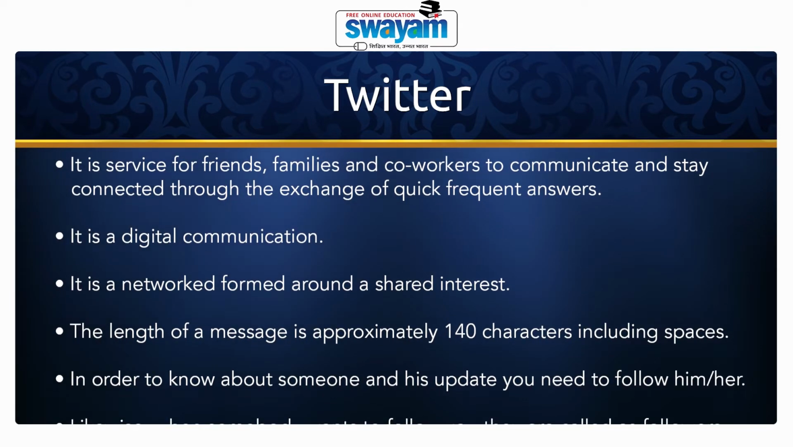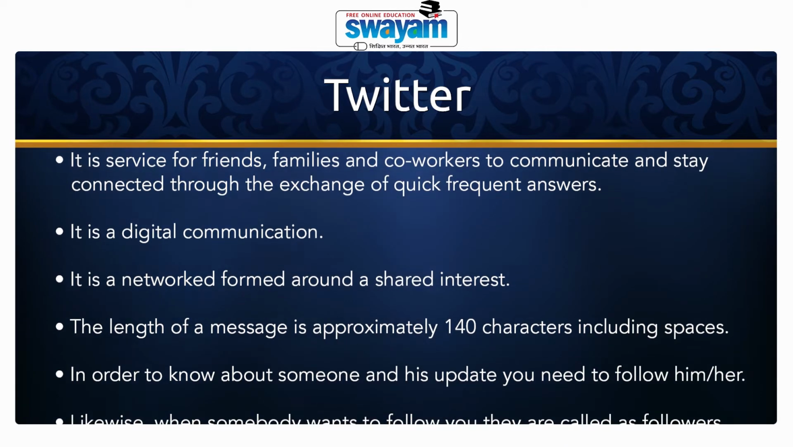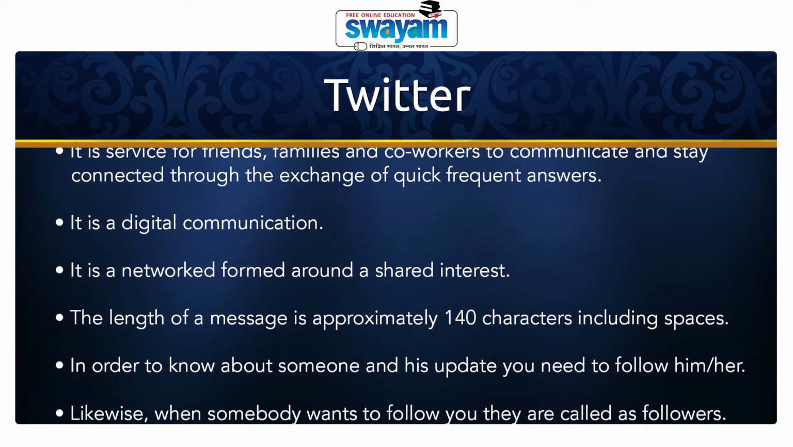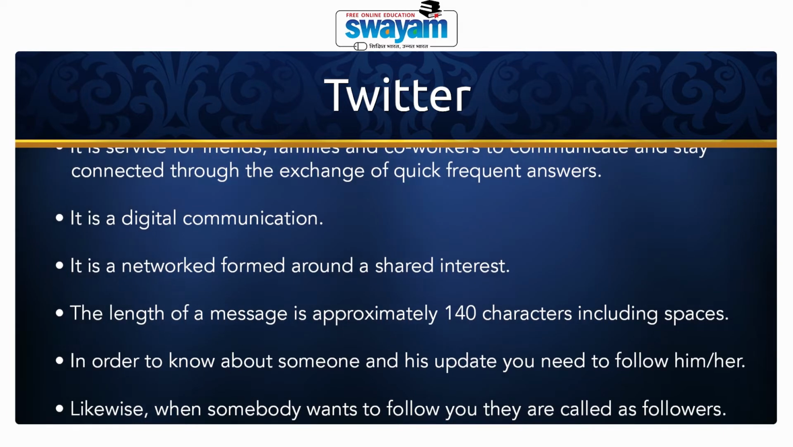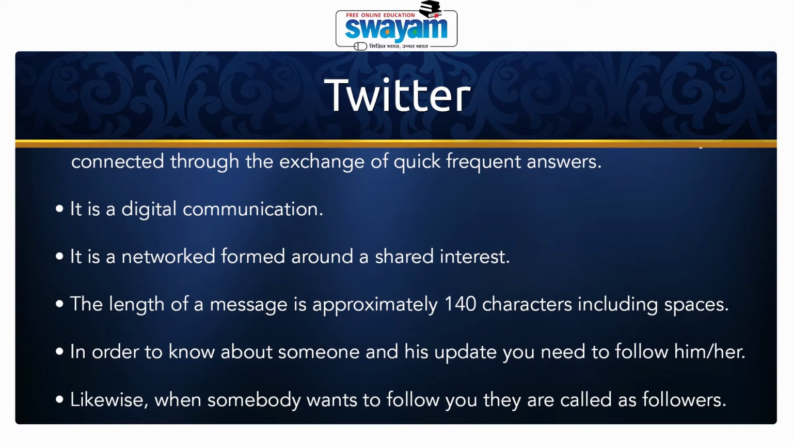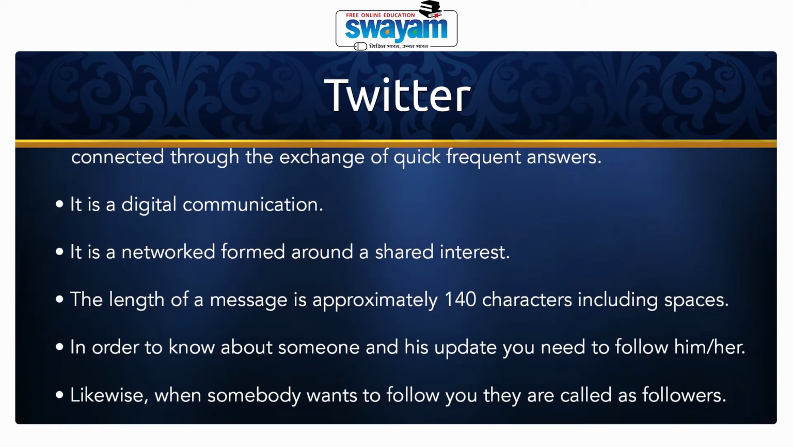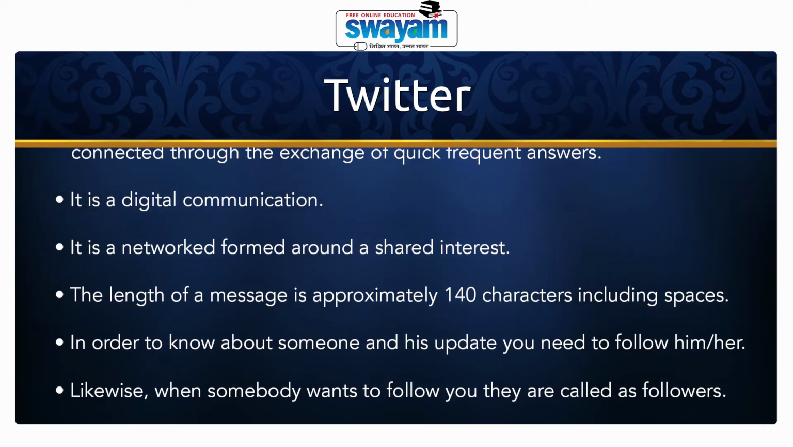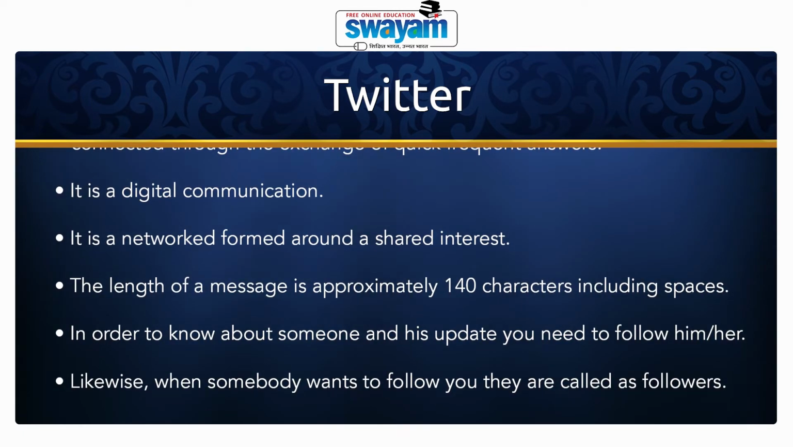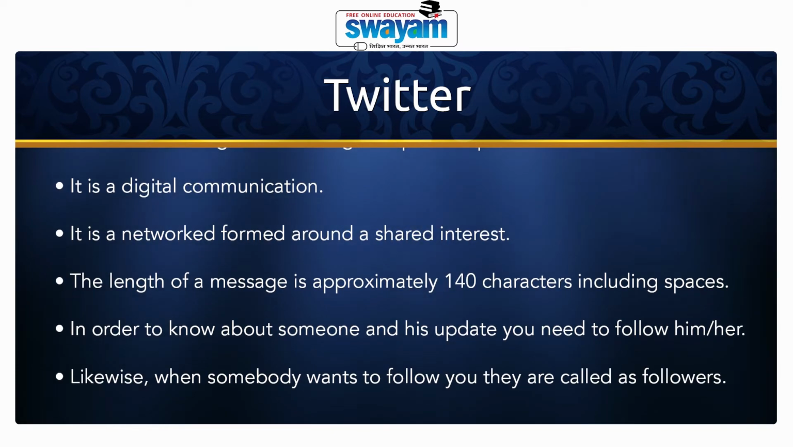It is a digital communication network formed around shared interest. The length of a message is approximately 140 characters including spaces. That means you cannot write more than 140 characters in one tweet on a Twitter-based system. In order to know about someone and their updates, you need to follow him or her. Likewise, if somebody wants to follow your updates, he has to be your follower.